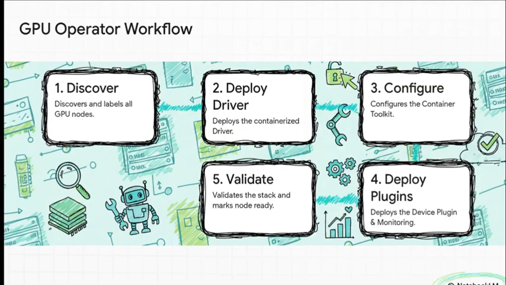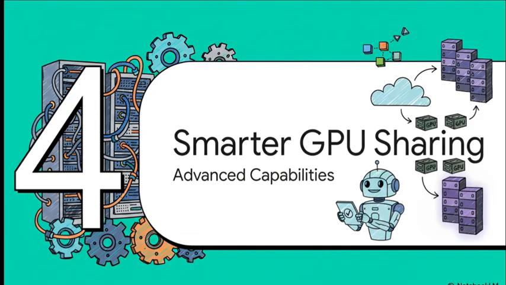So the operator follows this consistent automated workflow for every node. First, it discovers which nodes have GPUs. Then, in the right order, it installs the containerized driver, configures the toolkit, and deploys the device plugin and monitoring tools. And this part is so important. It validates that everything is working perfectly before it allows Kubernetes to schedule any of your AI workloads on that node.